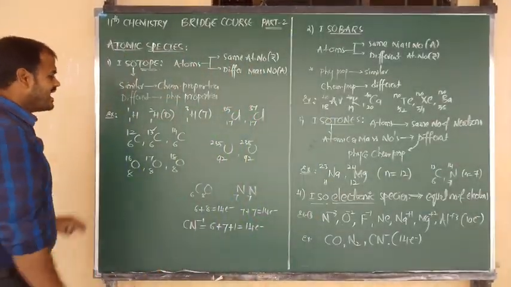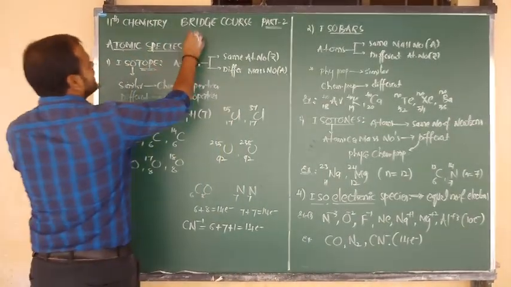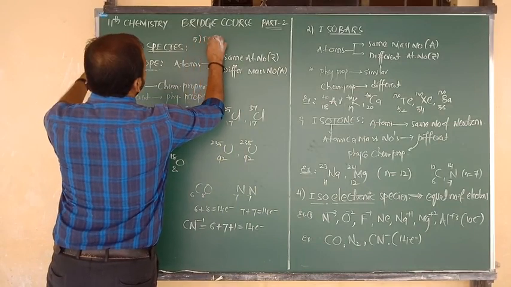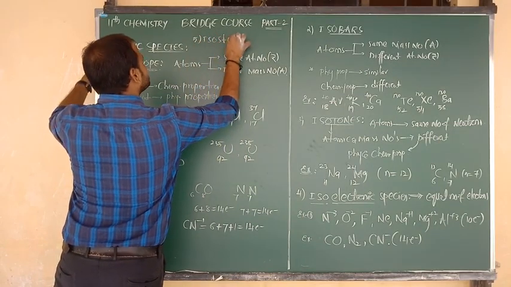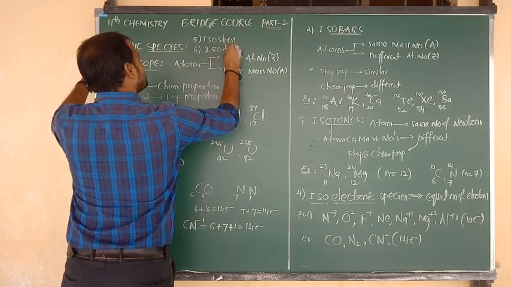And there are 2 other kinds of species: one is known as isosters and one more is known as isodiaphers.